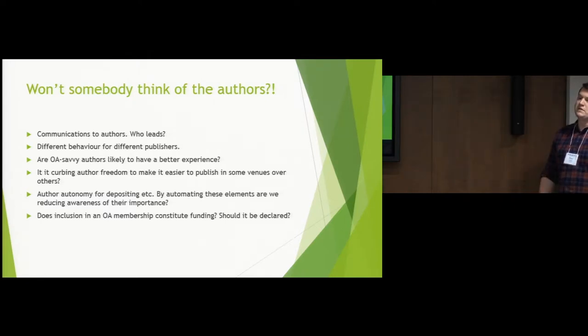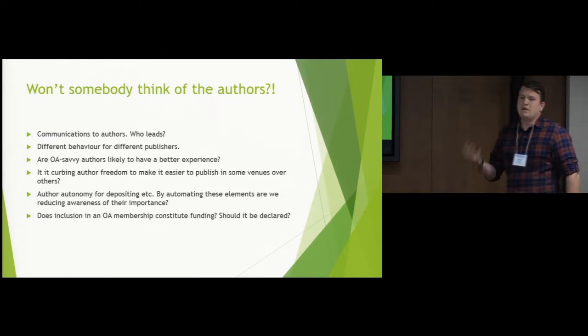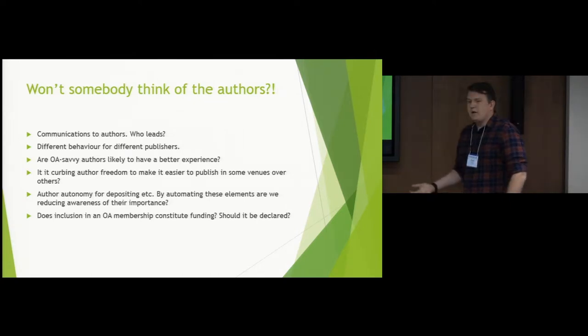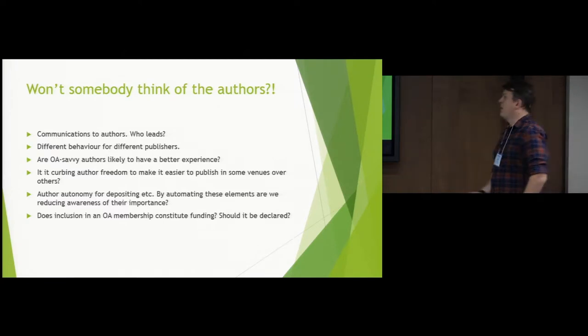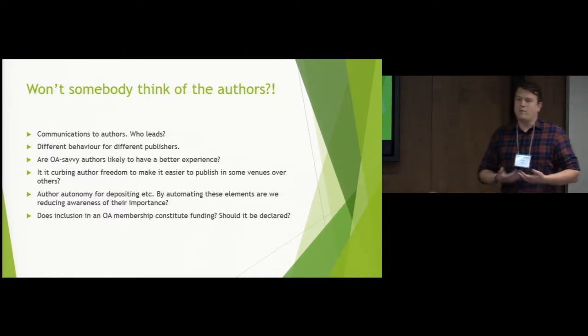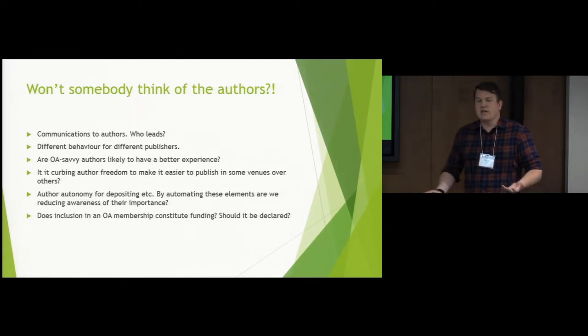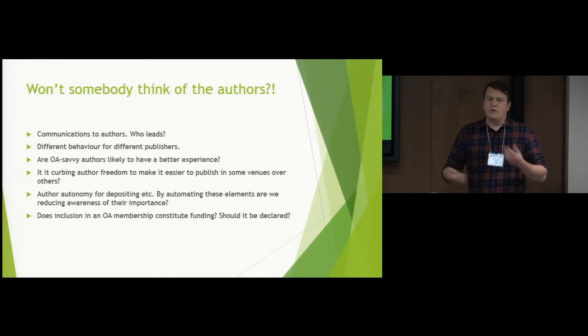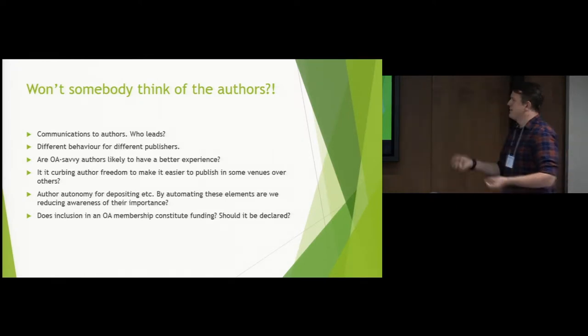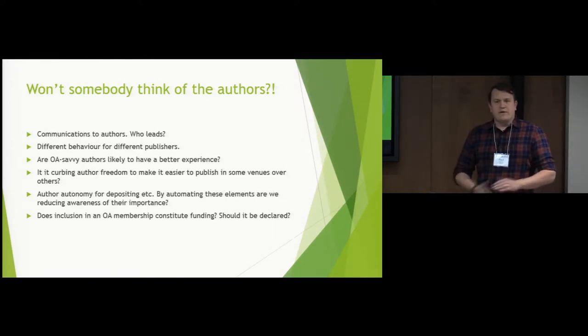Authors quite often get third place in this triumvirate of the institution, the publisher, and the authors at the bottom of the pyramid. Maybe they're not getting as much communication about it. Maybe they're not being helped as much as they need to be. Maybe they just don't know about these memberships. Quite often it's hard to find out what memberships an institution has unless you know to go to the library website, look at the list, and work out, okay, I get 20% discount here, 10% here. Is that a process that authors are actually going to do?